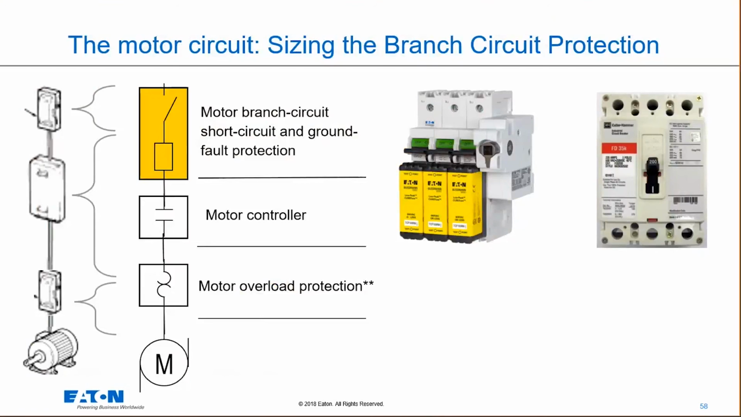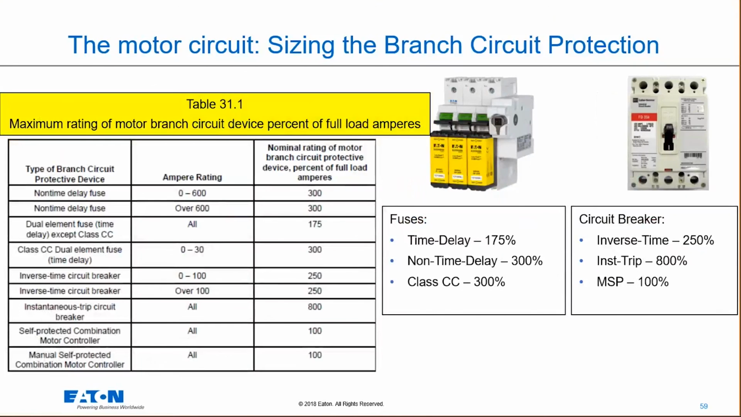So if we look at what we can do for sizing branch circuit overcurrent protection, I'm going to give a couple of examples on how to do it for motors and for some feeder applications. In this particular case, we've got our motor branch circuit short circuit and ground fault protection. We've got our motor controller. We've got our motor overload protection. So how do we size these things? How do we size our fuse? How do we size our circuit breaker in these cases?